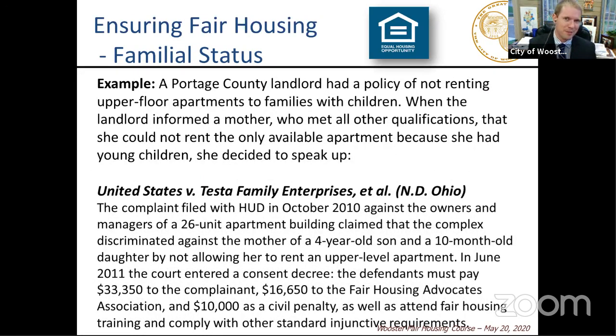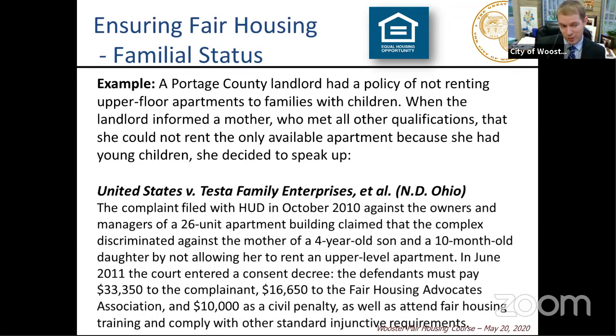So here's an example of how fair housing works with familial status. In Portage County, we had a landlord who had a policy of not renting upper floor apartments to families with children. The idea being that, well, we didn't want to have noise created upstairs, and children can be noisy, is their thinking. When the landlord informed the mother, who met all other qualifications, that she could not rent the only apartment that was available at the complex because she had young children, the mother decided to speak up. And this brought us ultimately the case of United States versus Testa Family Enterprises.